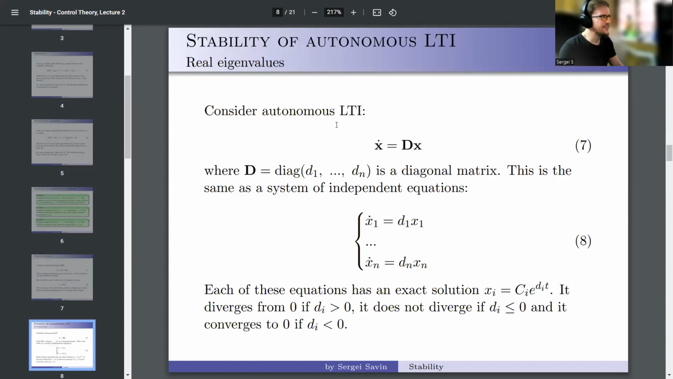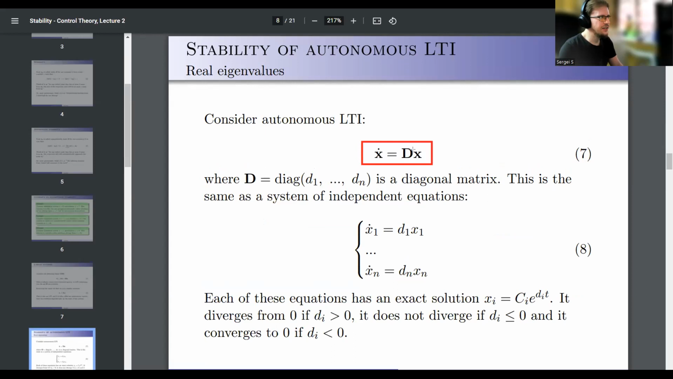Now let us consider a very simple autonomous LTI system: X dot equals DX, where D is a diagonal matrix. Very simple, just a diagonal matrix.